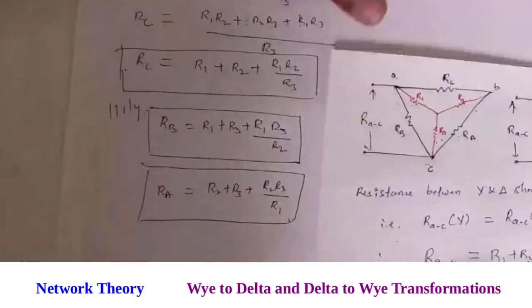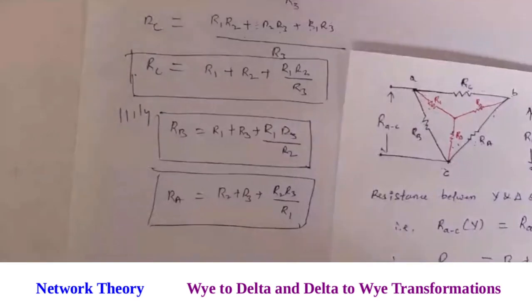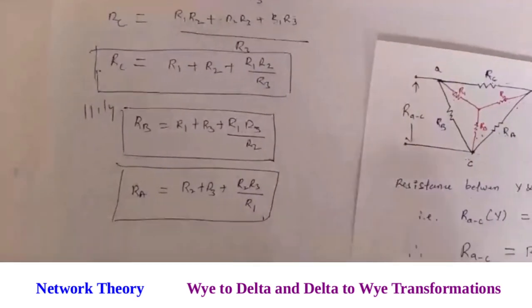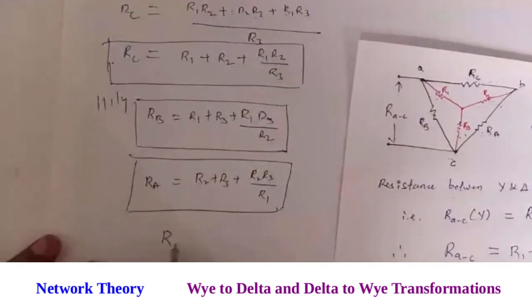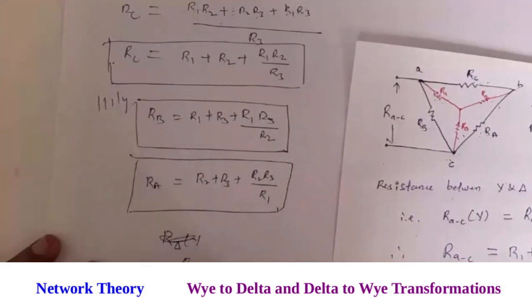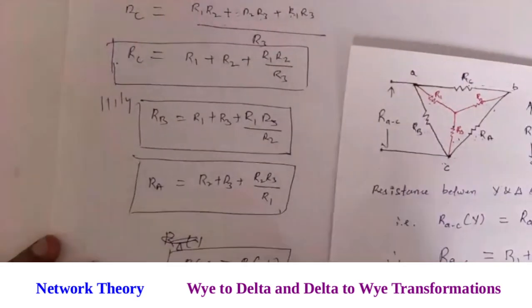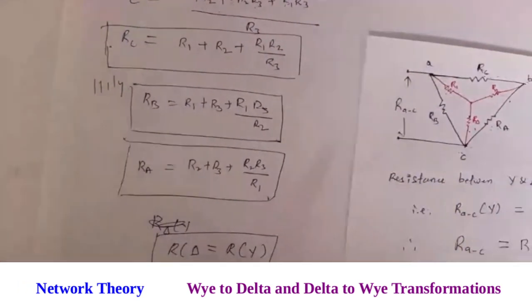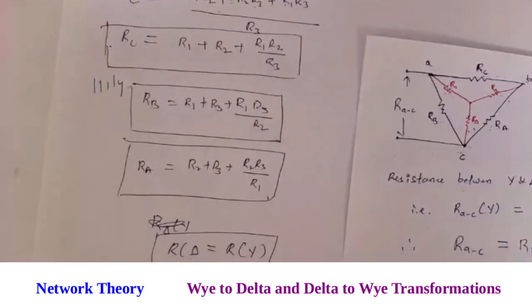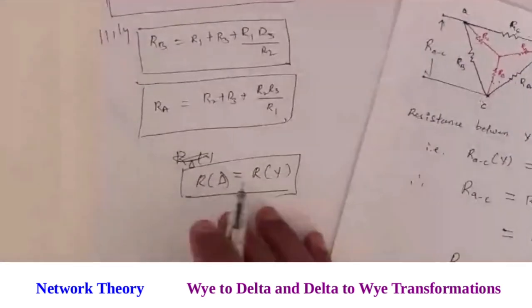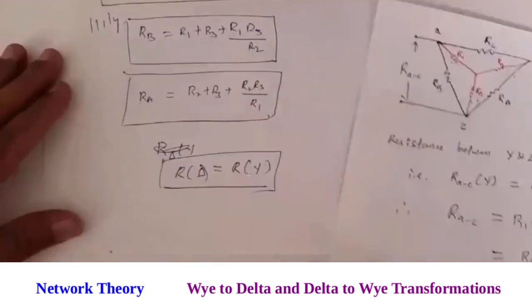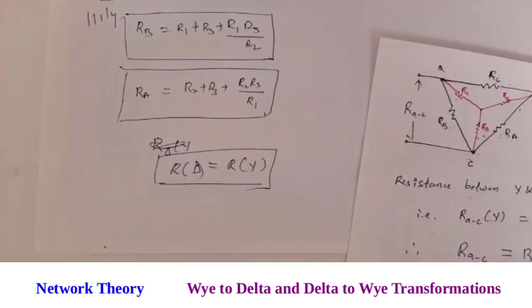I hope you can remember this. So we have found all the relationships. Earlier we found R of Y in terms of R of delta. Now we found R of delta in terms of R of Y. So I hope this derivation, or relationship, is clear to all of you. Thank you.